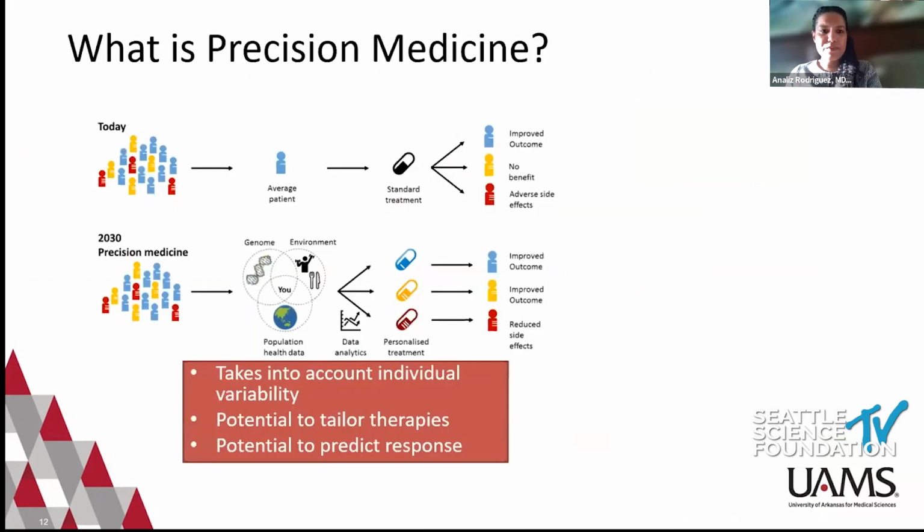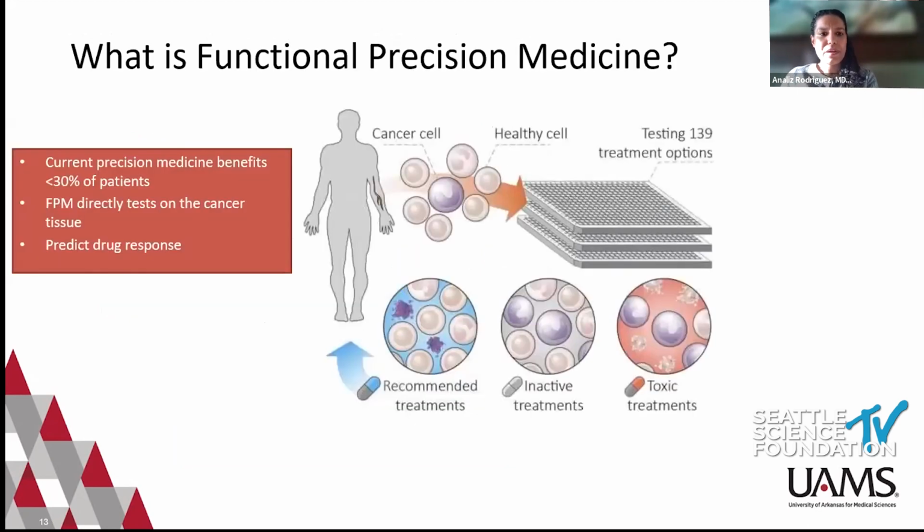So what is precision medicine? Basically, traditionally, what we do is we give everyone the same treatment, but that may not work for all. And how can we predict what works for everyone? Classically, in cancer, that is based off of genomics and trying to identify actionable mutations. But functional precision medicine goes a little bit beyond that.